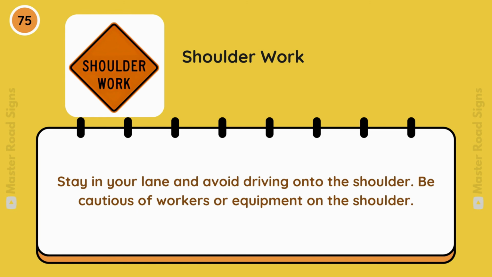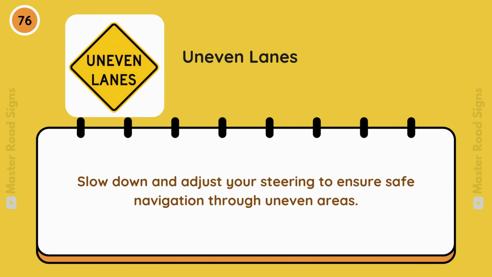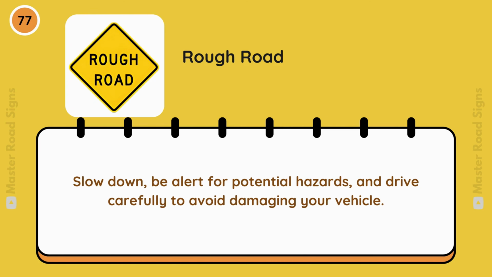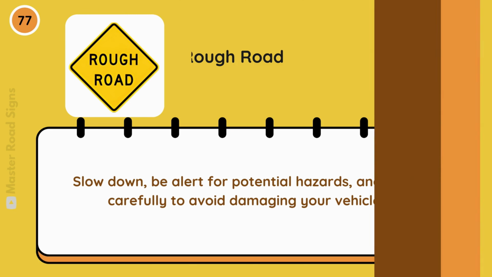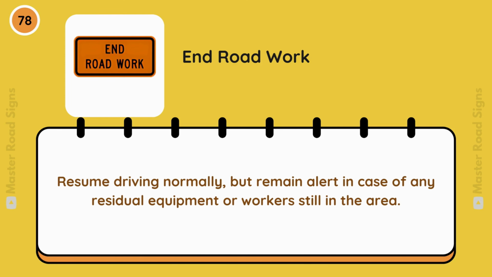Shoulder work sign. Drivers should stay in their lane and avoid driving onto the shoulder. Be cautious of workers or equipment on the shoulder. Uneven lane sign. Drivers should slow down and adjust their steering to ensure safe navigation through uneven areas. Rough road sign. Drivers should slow down, be alert for potential hazards, and drive carefully to avoid damaging their vehicle.